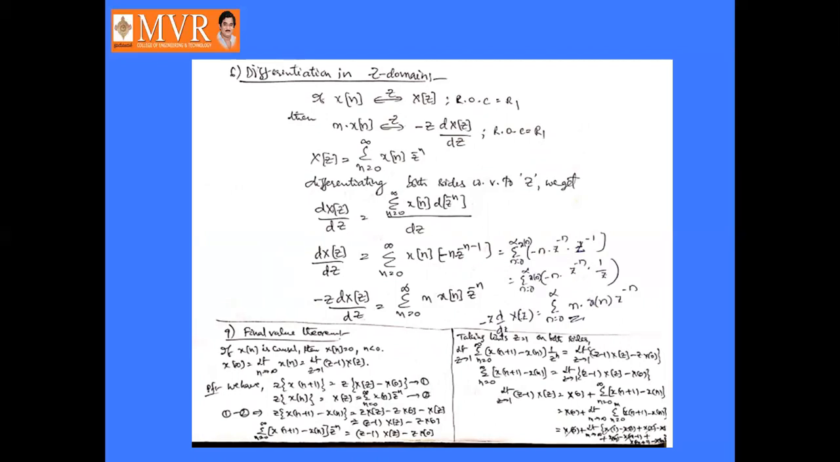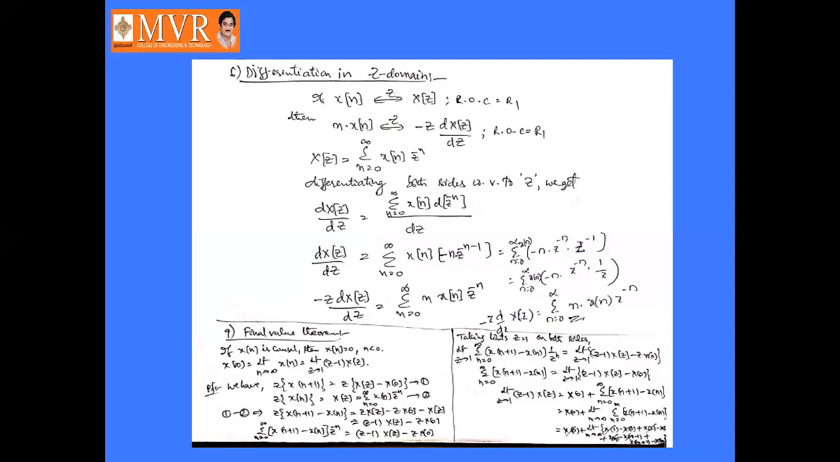So 1 minus 2 is equal to the z transform of x of n plus 1 minus the z transform of x of n, that is equal to z into X of z minus z into x of 0 minus X of z. Okay, that is X of z into (z minus 1) minus z into x of 0. So sigma n equal 0 to infinity of (x of n plus 1 minus x of n) into z power minus n is equal to (z minus 1) into X of z minus z into x of 0.